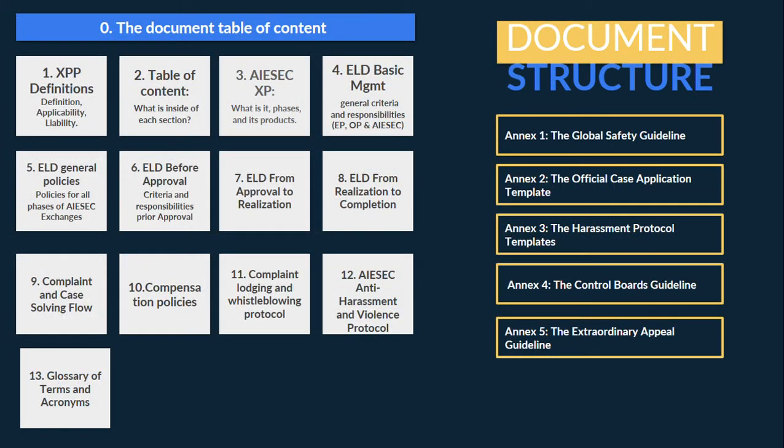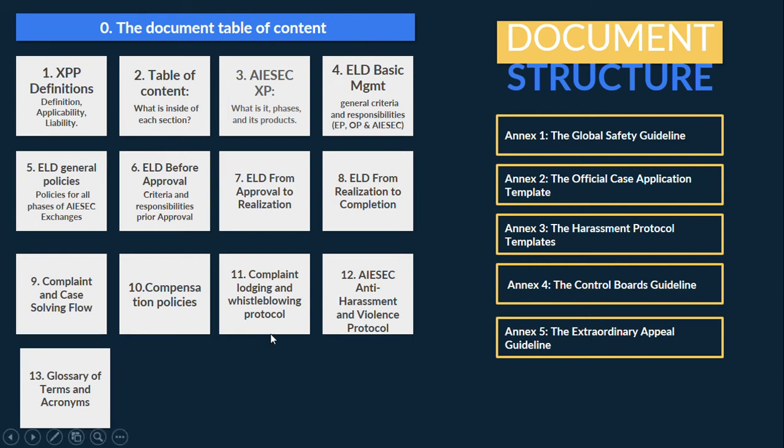Now a little bit about the structure of the product. It consists of 13 main tables, starting with XPP definitions, applicability, and liability. Then we define the ISAC experience, evolving leadership development, and basic management. Then you can see the parts like before ALD, ALD from approval to realization, and then from realization to completion. These parts explain in a detailed manner what should be happening in these stages.